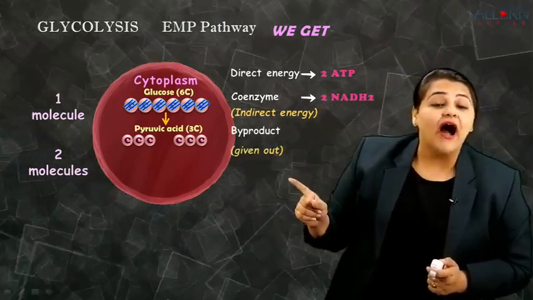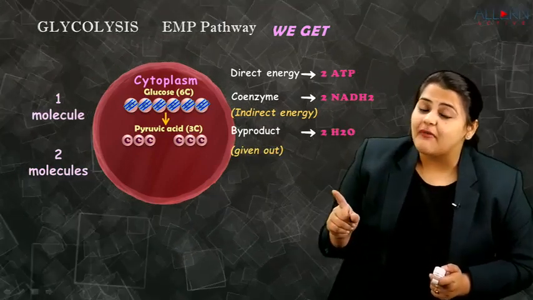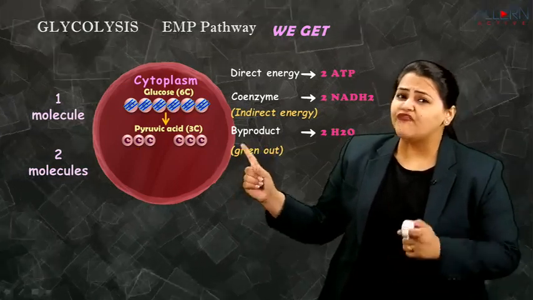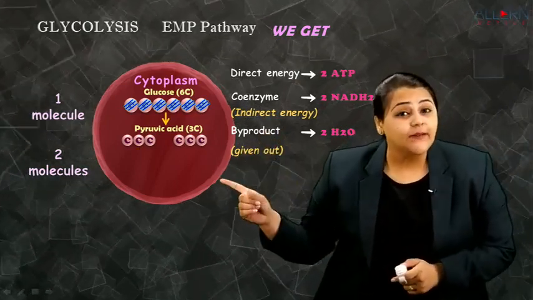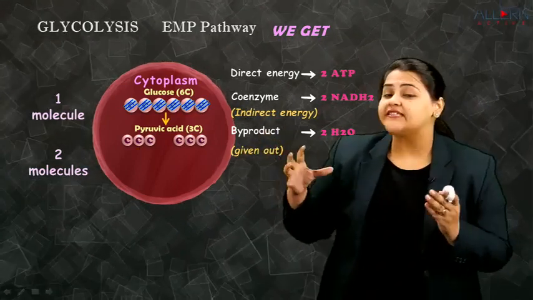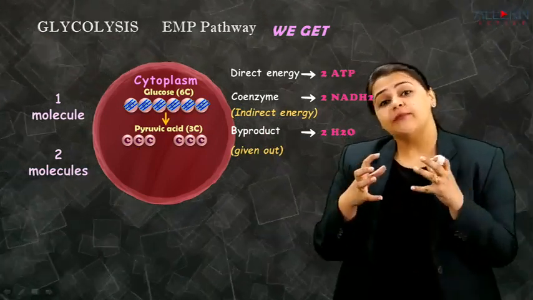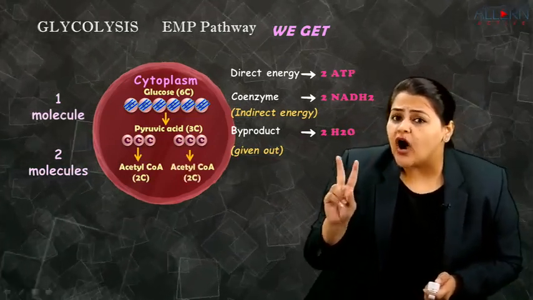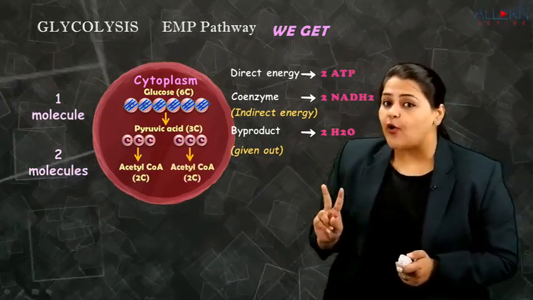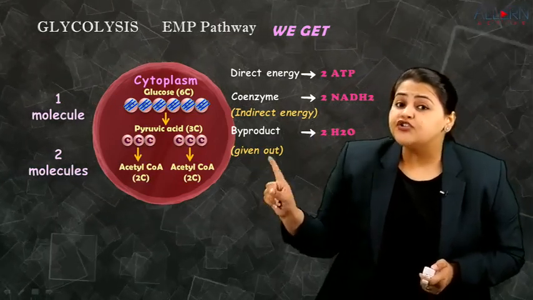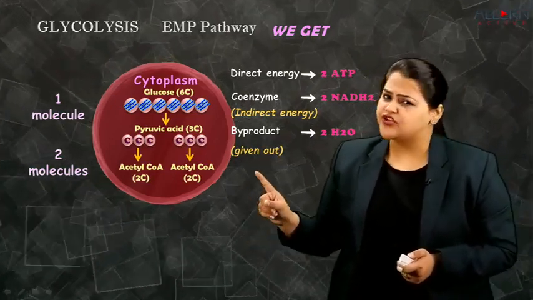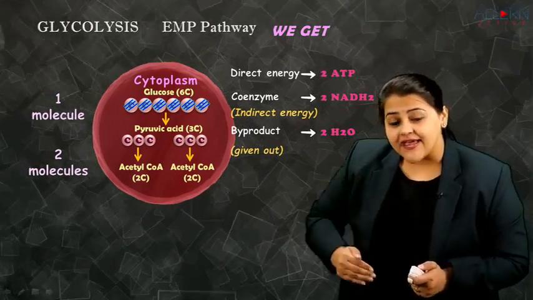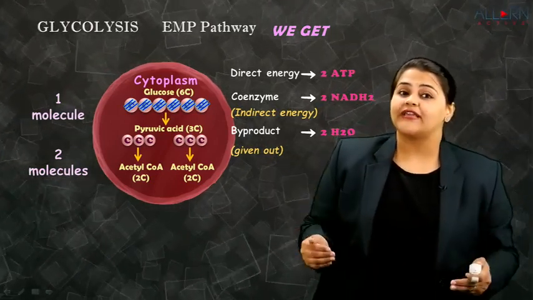We are getting a byproduct, and that's nothing but 2 molecules of water. Now, this 3-carbon molecule of pyruvic acid will be further broken down in another set of reactions, which is going to be linked with glycolysis, and it will be broken down into a 2-carbon acetyl coenzyme A. Now this 2-carbon acetyl coenzyme A is going to be utilized in the further reactions.